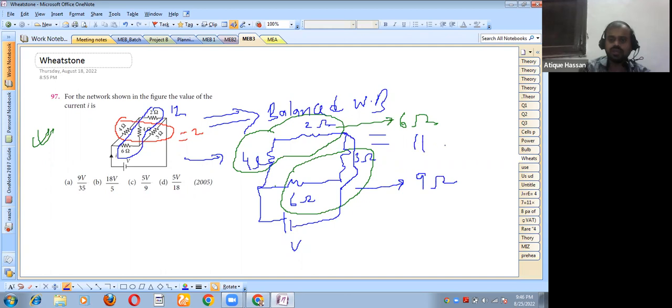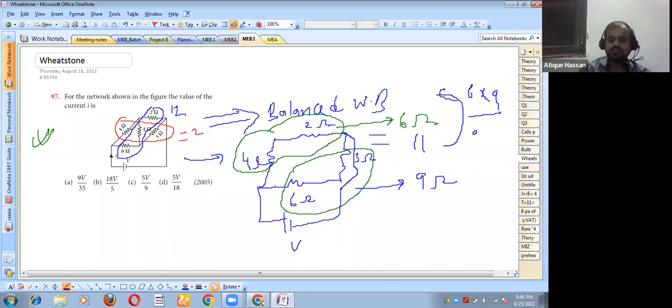Now these are in parallel. So equivalent resistance will be 6 into 9 by 9 plus 6, right? So 54 upon 15. So 18 upon 5. So it is the equivalent resistance, right?